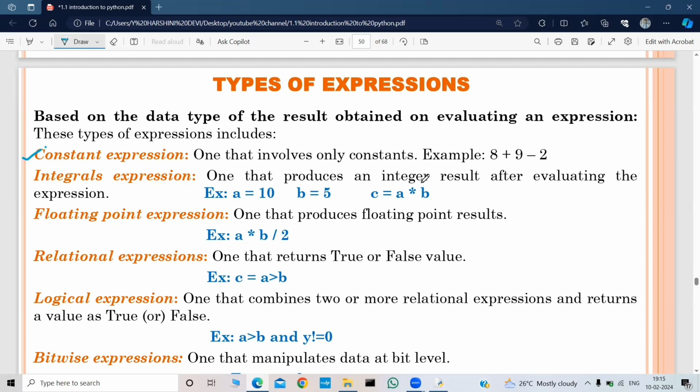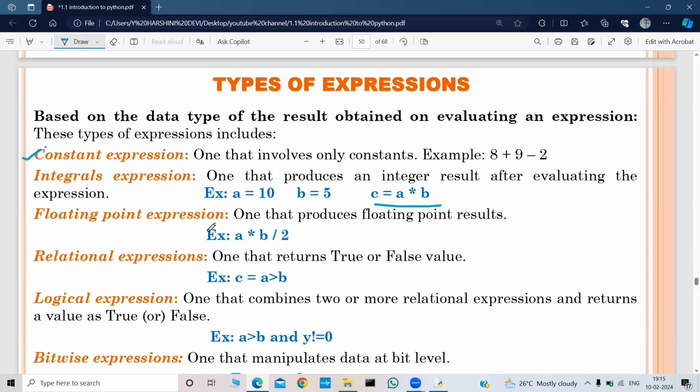Integral expression, one that produces an integer result after evaluating the expression. See, a equal to 10, b equal to 5. If we compute c equal to a into b, it will be 50. And if we print c, it will give an integer. So this kind of expression is called an integral expression because the output was an integer.